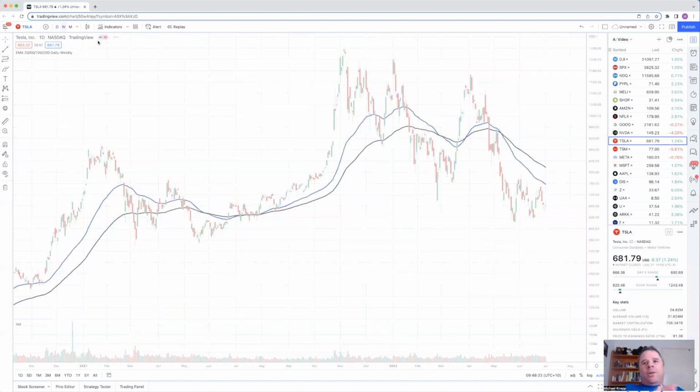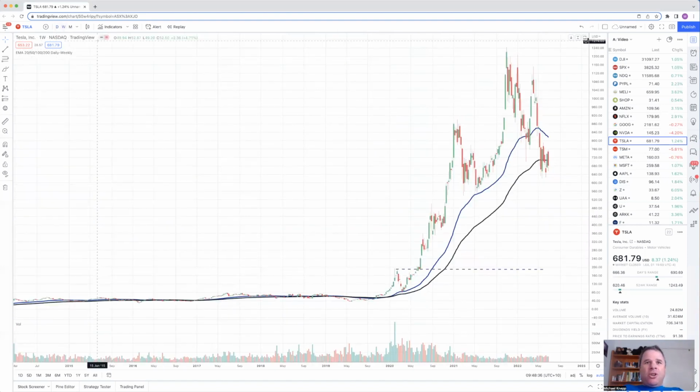But when you do look at the weekly chart and compare the share price now to what we saw pre-COVID or during the COVID period, it has a long way to fall till we get back to those levels. The pre-COVID highs was just under $200, and share price of this company is $681.79. Still, valuation of $706 billion.